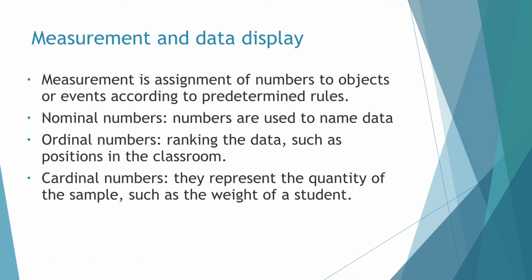Now we are going to discuss the measurement and data display. Measurement is assignment of numbers to objects or events according to predetermined rules. We have three types of numbers. Nominal numbers are the numbers that are used to name the data. Ordinal numbers are the numbers used for ranking the data, such as positions in the classroom. While cardinal numbers are the numbers that represent the quantity of the sample, such as weight of a student.